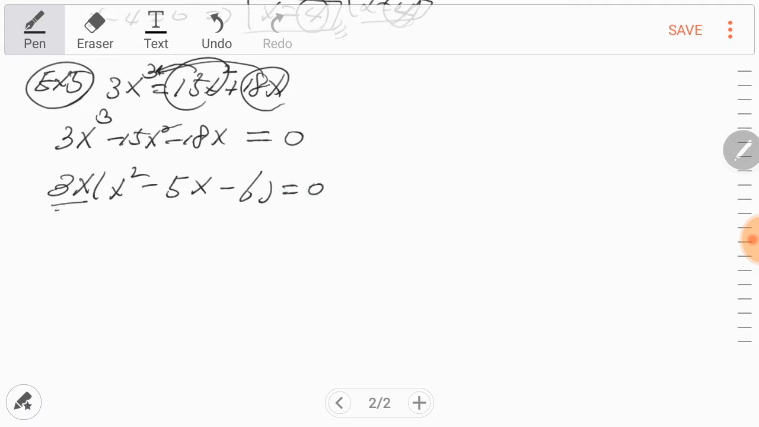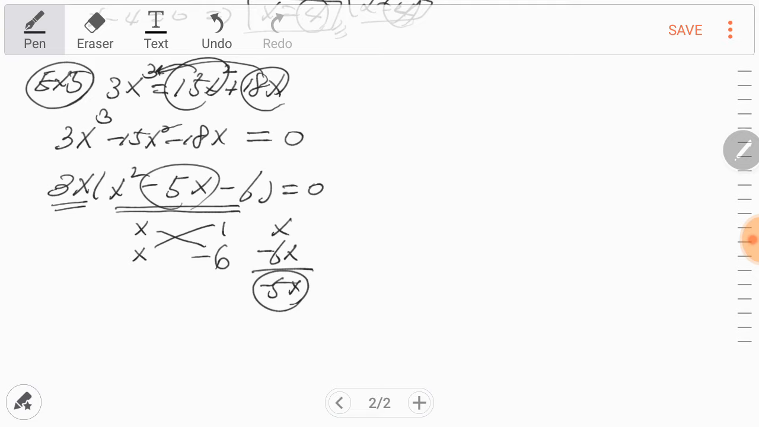So we have 3x and then a trinomial. So let's factor the trinomial. So x times x, 6 is 1 times 6, and the negative sign on 6. Then this is x, this is negative 6x, the sum is negative 5x, same as the term in the middle. So we can rewrite this as 3x times (x + 1)(x - 6) is equal to 0.